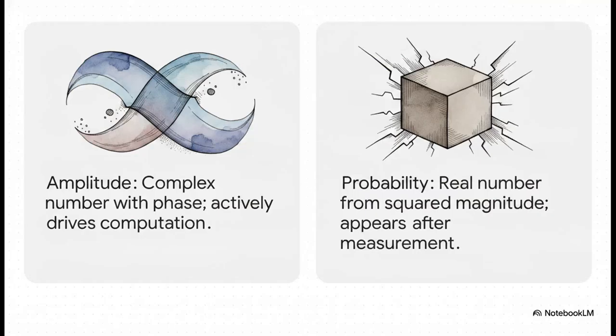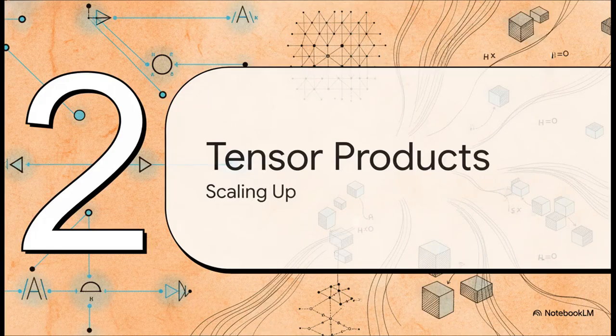Now, here is a crucial point, and honestly, a very common beginner anti-pattern: confusing amplitude with probability. Notice the distinct differences here. Amplitudes are complex numbers that have a phase. They're the active engines that drive the computation by interfering with one another. Probabilities, on the other hand, are real numbers, calculated via that squared magnitude, and they only emerge after the math collapses during a measurement.